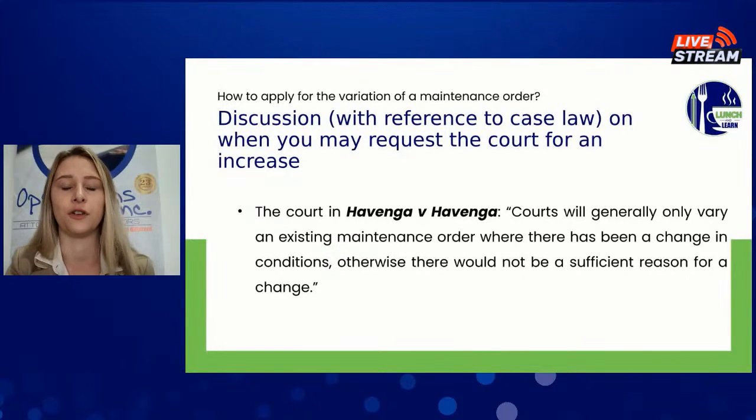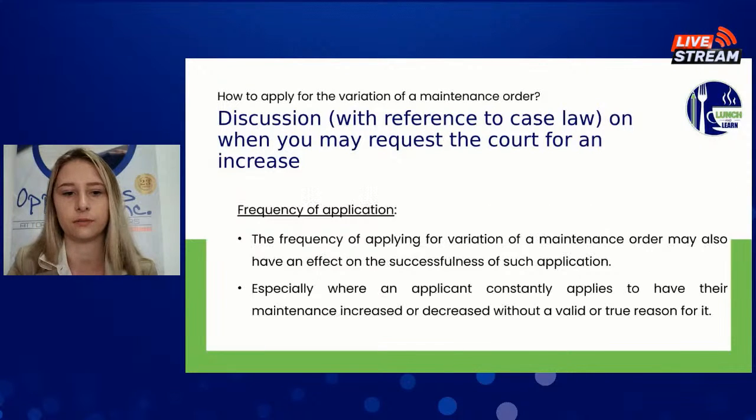That's just an example of a situation where the court might not grant the variation. Another thing that will play a role in your application for a variation is how frequently you apply for the variation order. Do you go to court every month and apply for an increase? That will play a role in whether the court will grant you that increase. So the frequency of applying for a variation of a maintenance order may also have an effect on the successfulness of your application, especially where an applicant constantly applies to have their maintenance order increased or decreased without a valid or true reason for it.